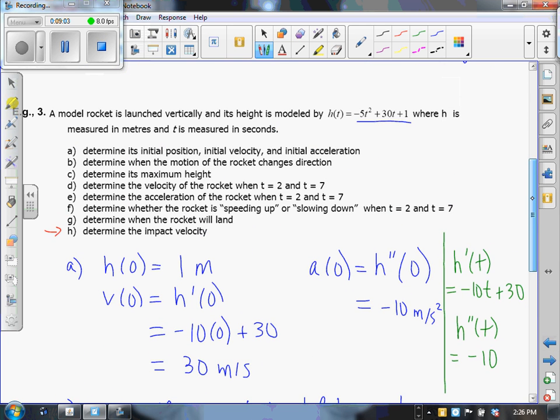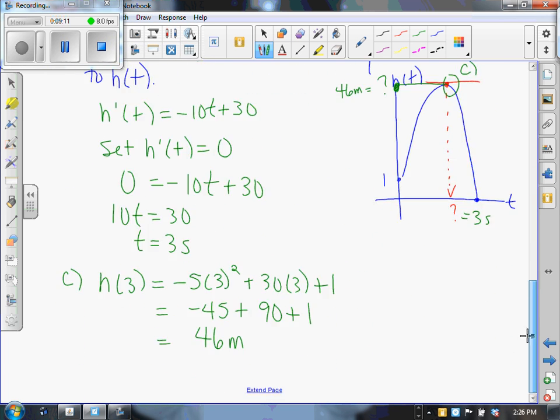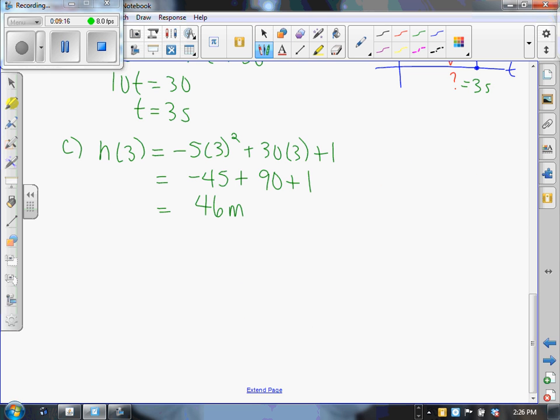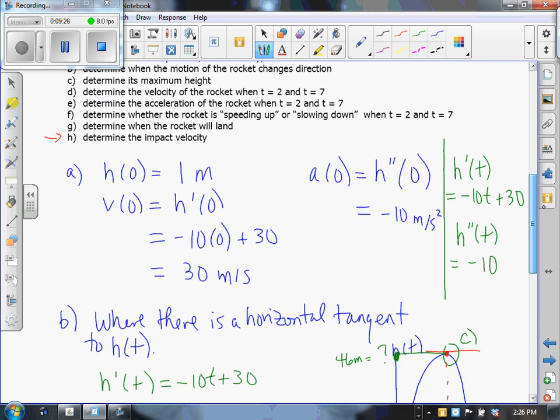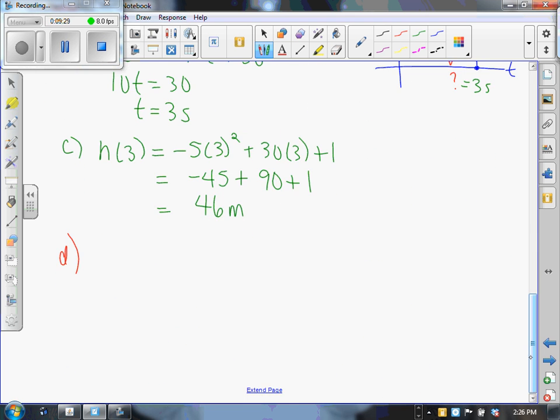Part D, let's move on here and see. We're going to determine the velocity of the rocket when t equals 2 and 7. While I'm going through this, much of this, your intuition will serve you tremendously well, and you should be pausing the video, trying them out on your own, and then coming back and attempting to do more. So t equals 2 and 7. Velocity in this case would be the first derivative. So we want h prime at 2. We would also like h prime at 7.